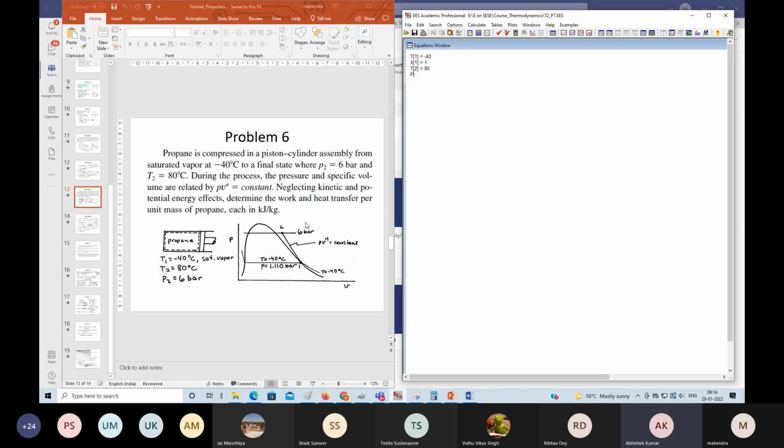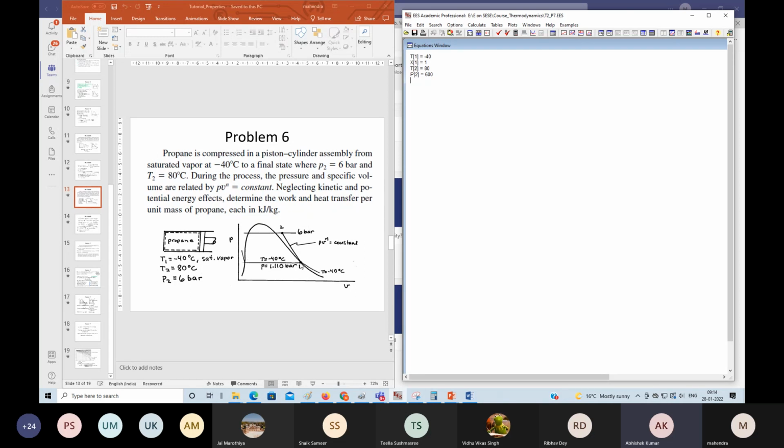And P2 is how much? 6 bar, so we need to put it in kilopascal, 600. Now we need to find out the pressure at state 1, at this location.